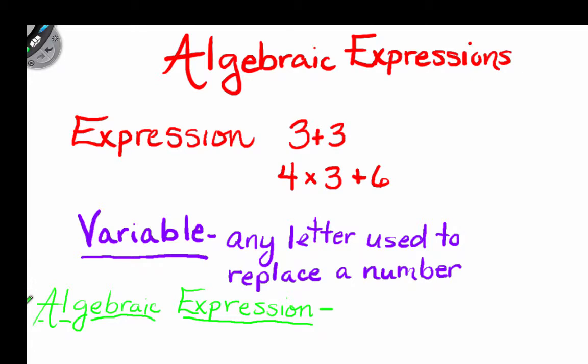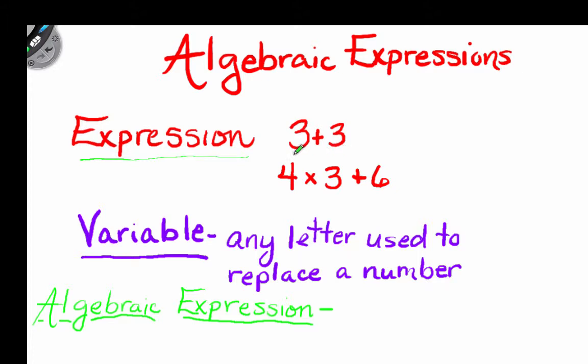The last word we need to learn is algebraic expression. An algebraic expression is a combination of variables, numbers, and at least one operation. So really, for an algebraic expression, we're just combining the word expression and variables to create a new 6th grade concept. So an algebraic expression might look like this.